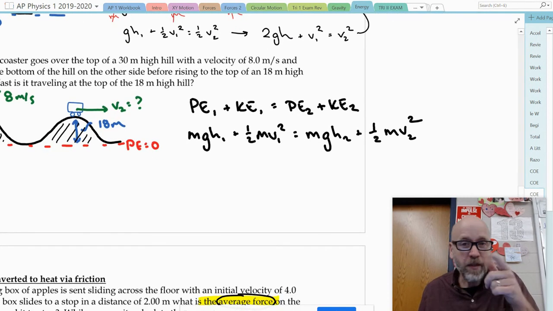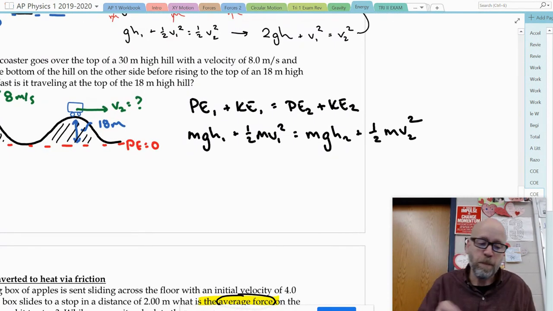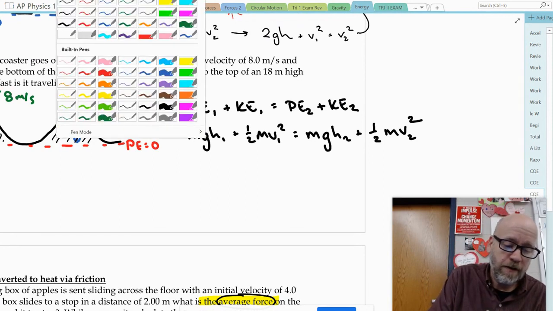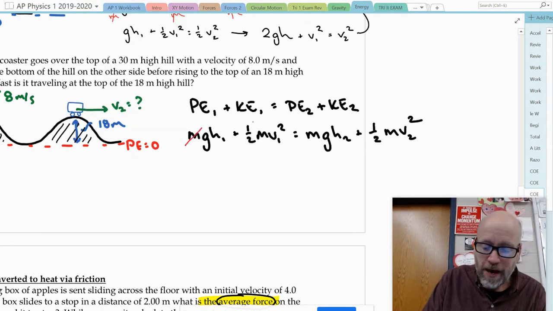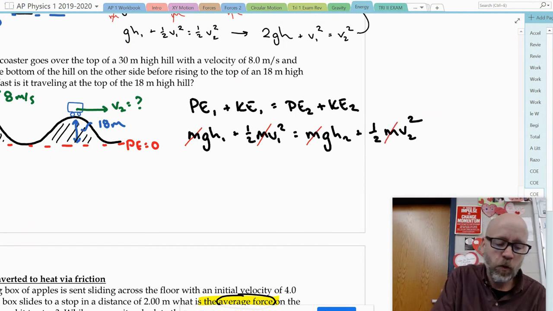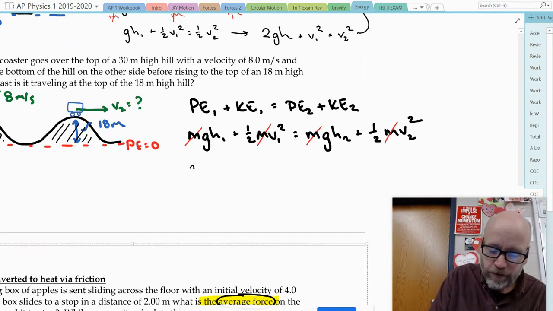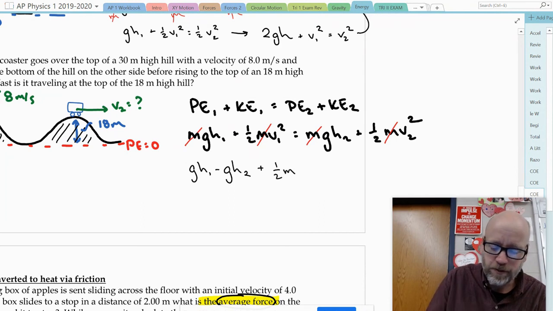All right, now this is AP Physics, so this is varsity. We got to solve for that variable. Mass is going to cross out. In order to add like terms, I'm going to subtract the other gh2 from each side. So gh1 minus gh2, I just subtracted it, guys. No big deal.